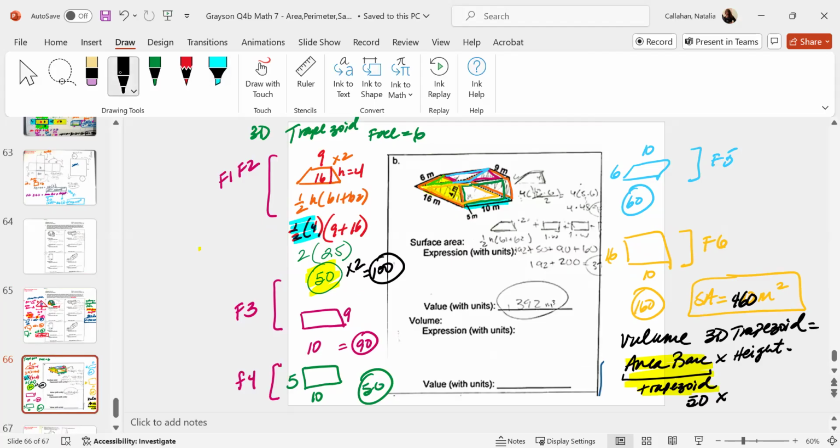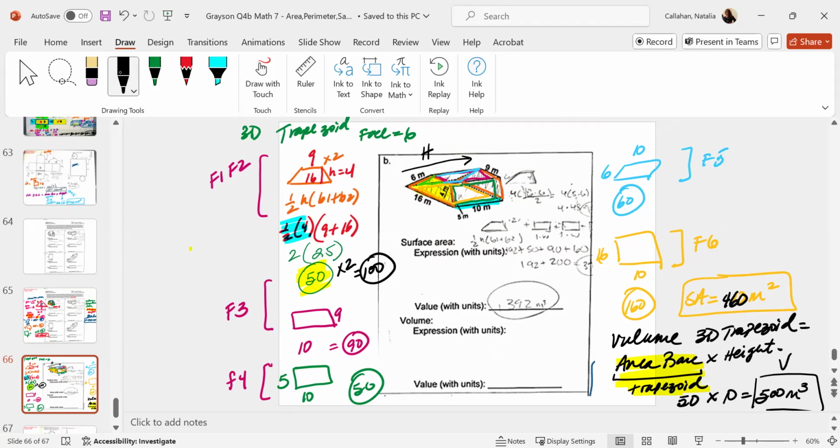10. Because the 10 part is like stacking a bunch of these trapezoid areas on top of each other, adding them together until it reaches all the way to the height, to the top. Do you see that? So 50 times 10, which is 500 millimeters cubed. That is your volume. Do you see that? Yeah.